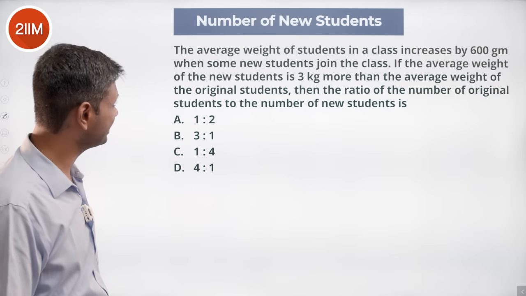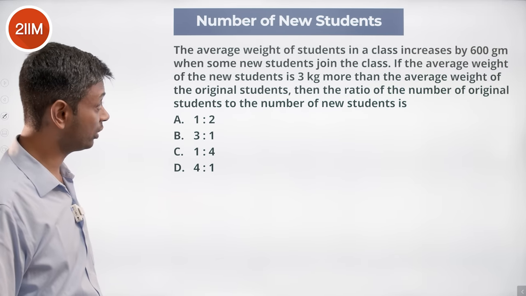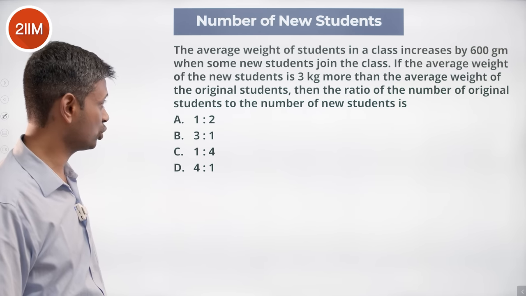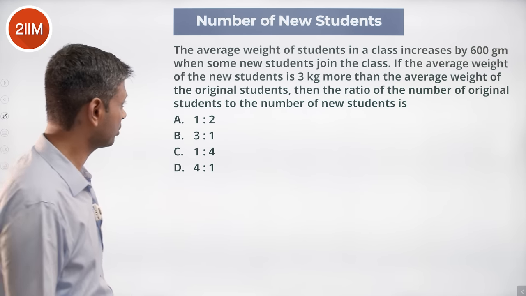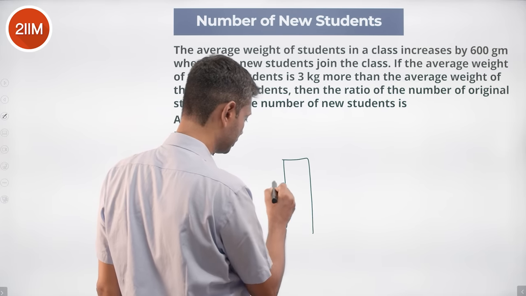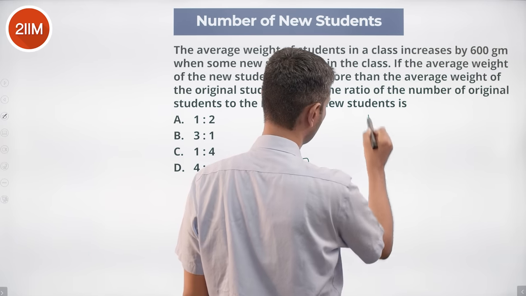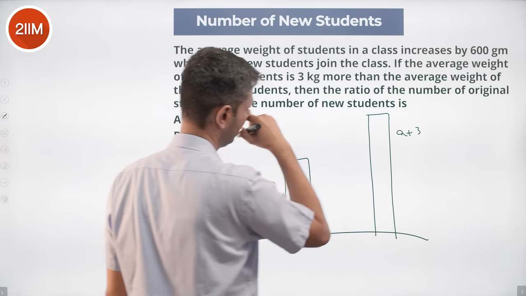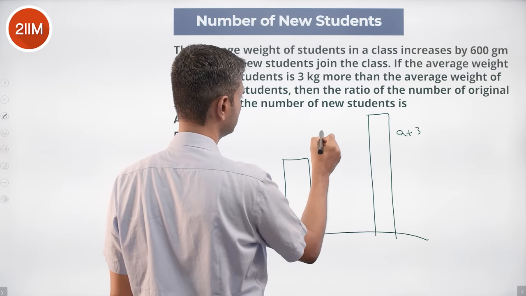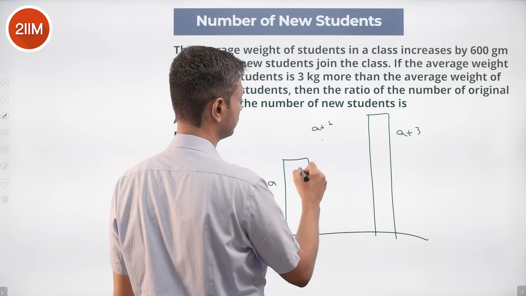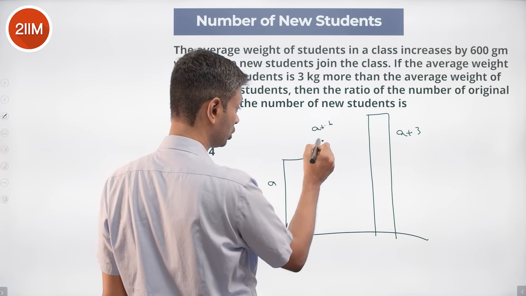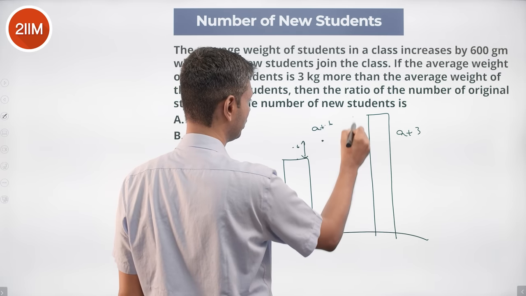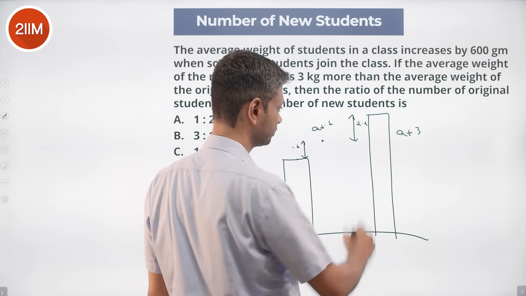The average weight of students in a class increases by 600 grams when some new students join the class. The average weight of the new students is 3 kilograms more than the average weight of the original students. And the ratio of the number of original students? Original students have this average, A. The new set of students bring in an average of A plus 3. The weighted average now becomes A plus 0.6. The weighted average is closer to this than that. This difference is 0.6. This difference is 2.4.